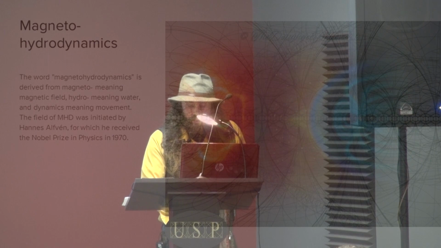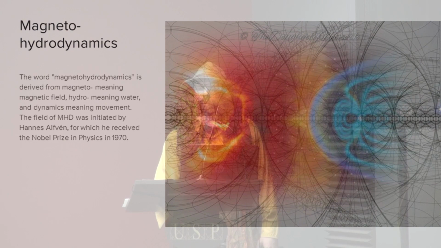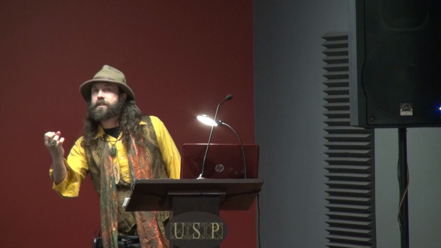Magnetohydrodynamics. The word magnetohydrodynamics is derived from magneto, meaning magnetic field, hydro, meaning water, and dynamics, meaning movement. The field of MHD was initiated by Hans Alfvén, for which he received the Nobel Prize in 1970. This is all about plasma physics. All of electricity that has been harnessed has been because of the plasma physicists, the forerunners that led to people who actually harnessed it out of the tubes of plasma. We were trying and trying and trying, and then we figured it out. But it's due to the plasma physicists. And Hans Alfvén was the one who started talking about magnetohydrodynamics.